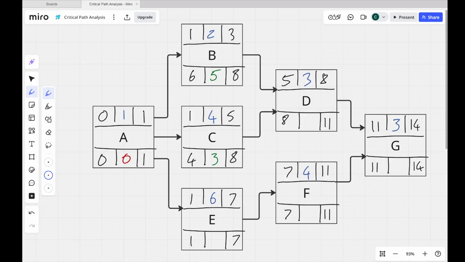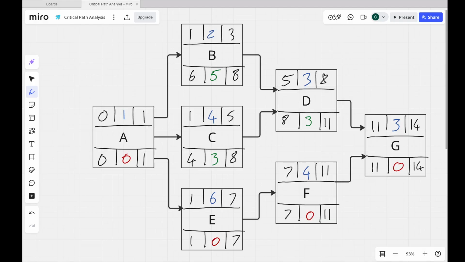Whereas E, 1 minus 1 is 0. D, 8 minus 5 gives me 3. F, 7 minus 7 gives me 0. Just tidy it up a little bit. There we go. And then for G, 11 minus 11 gives me 0. Now hopefully you're able to start seeing where this critical path is.